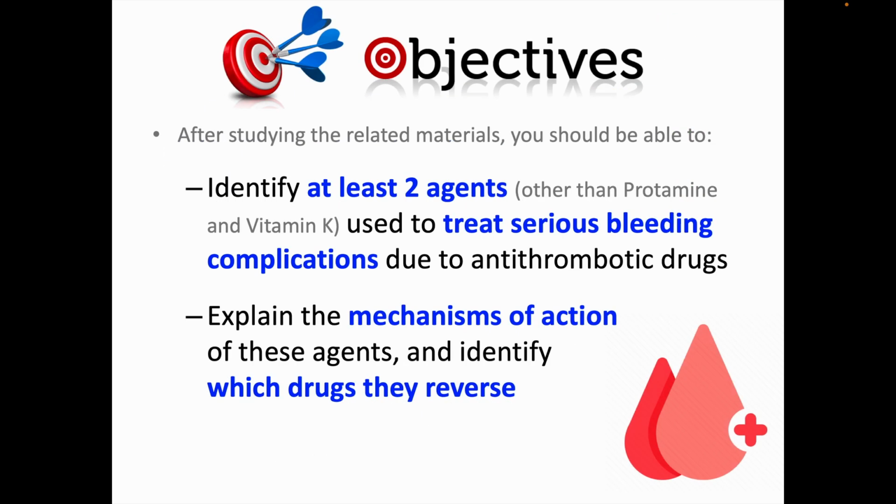The learning objectives here are that you'll be able to identify at least two agents, other than protamine and vitamin K, which are covered in other videos, used to treat serious bleeding complications of antithrombotic drugs, and to explain their mechanisms of action and which drugs they reverse.